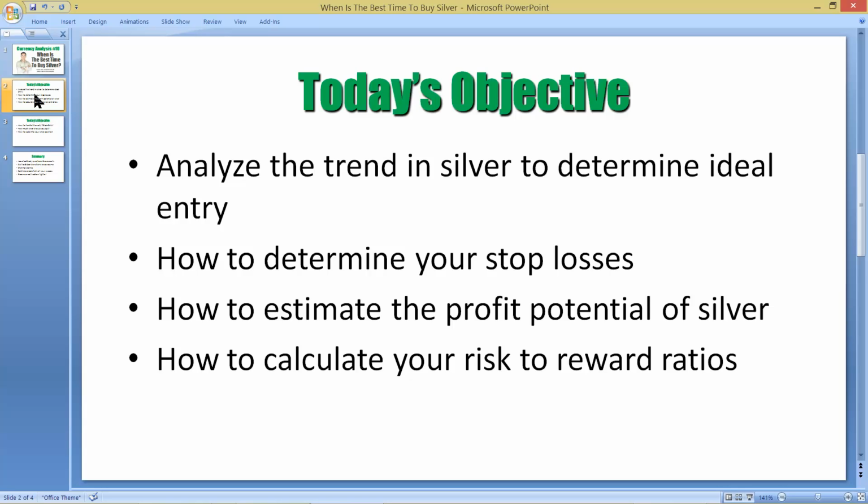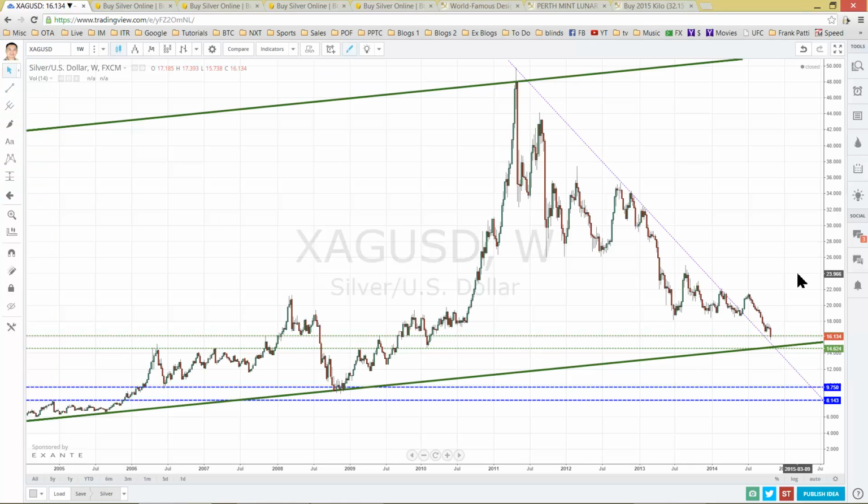Let's start by analyzing the trend in silver to determine the ideal entry points. To do the trend analysis of silver, I will be using a website called tradingview.com. It is one of the better websites that I have seen to do your price analysis. The tools are very simple to use on here. So I am using the silver price data feed from the broker up here called FXCM.